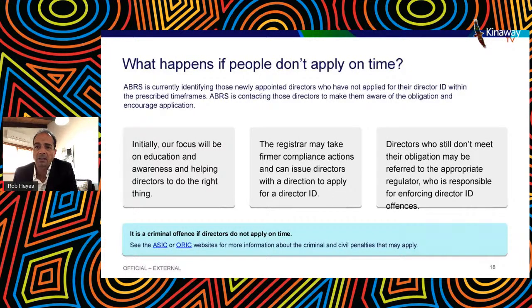Directors who don't meet their obligation may be referred to the appropriate regulator. That might be ASIC or ORIC, who will be responsible for enforcing director ID offences. Information about the penalties applicable under both the Corporations Act and the CATSI Act is available from the asic.gov.au website or the ORIC website as well.